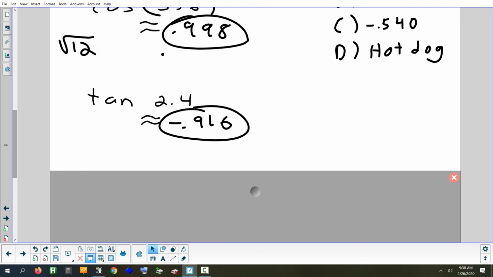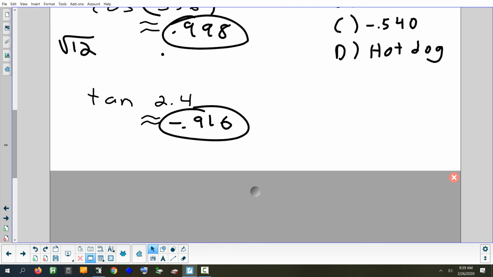Now, I don't know any calculator that's like this, but let's say you had a scientific calculator, and it didn't have a way to change it to radians. How could you still do this problem on a calculator that didn't have a button for radians?